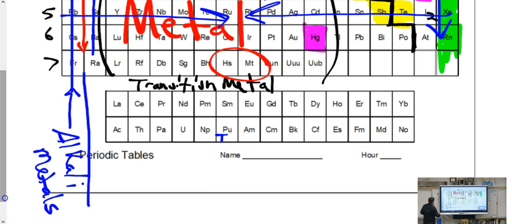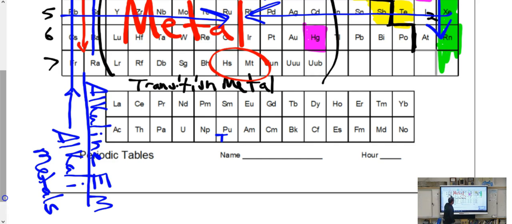Now, this will be hard for me to write. Family 2 is called the alkaline earth metals. A-L-K-A-L-I-N-E, earth, I'm just going to put E-M, earth metals. So most of your disposable batteries are called alkaline batteries, and that's because they're made out of metals from family 2. Alkaline earth metals.